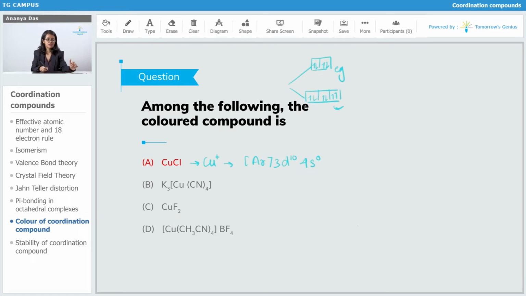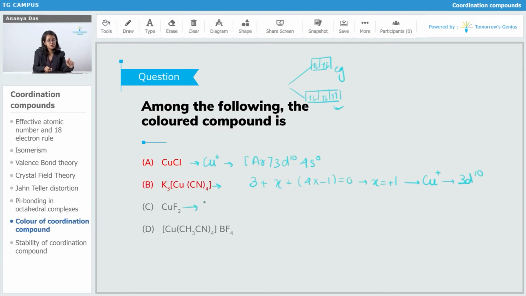In the second one also we have to find the oxidation state of copper. K is 3 plus, because K is a positive ligand. So 3 plus X plus 4 into minus 1 is equal to 0. So X comes out to be plus 1. So this again means that copper is in plus 1 oxidation state. That means it is 3d10. That means it is not going to show any color.